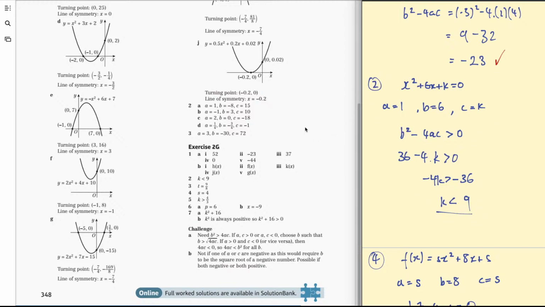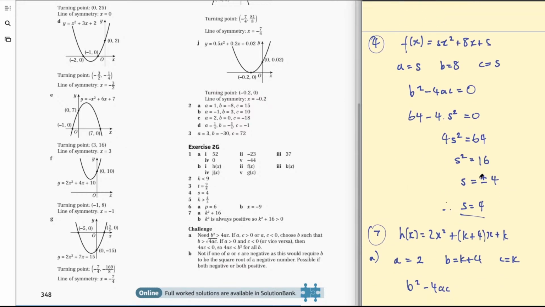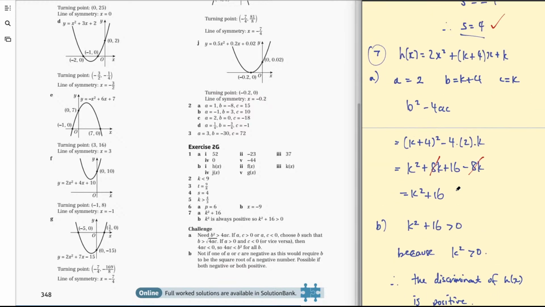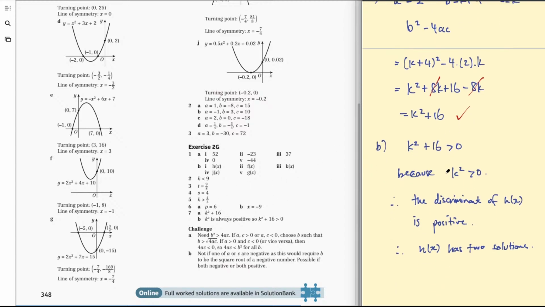K, what was I doing? Oh, k less than 9. So this is kind of like a study with me rather than a lesson, I guess. S equals 4, but you can always challenge yourself to do some of the questions as well.